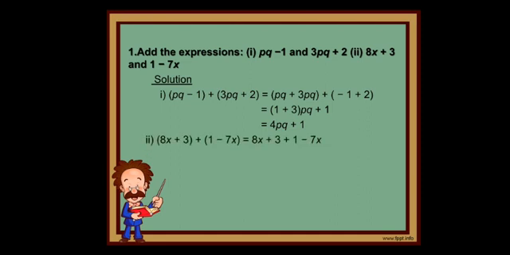Second one, 8x plus 3 plus 1 minus 7x. First we have to write the like terms, 8x and 7x. 8x minus 7x plus 3 plus 1. So here 8 minus 7, into x, plus 3 plus 1 is 4. 8 minus 7 is 1. This will be x plus 4.